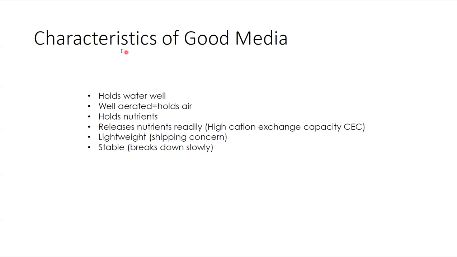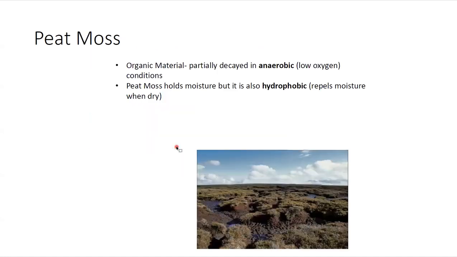Okay, so if we're looking at characteristics of a good growing media or container media, it should hold water, have air, have nutrients, and have the ability to release those nutrients. It should not be too heavy, so that it can be shipped without excessive costs, and it should be stable, so it should break down slowly. So we're going to go through the organic materials first that we put into these mixes.